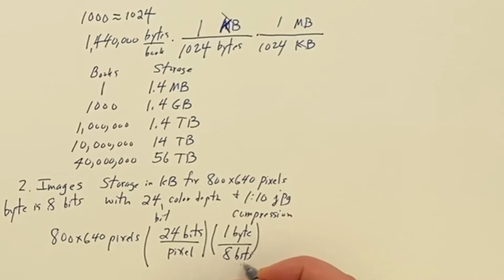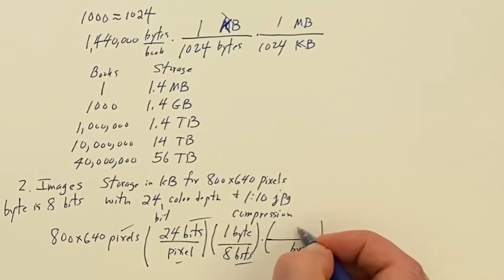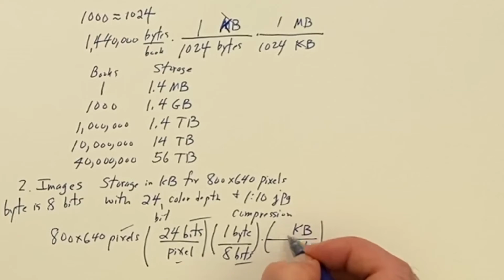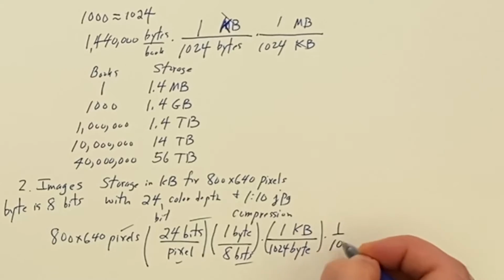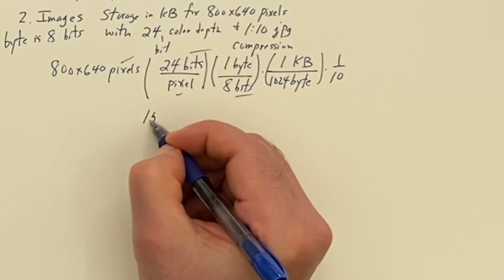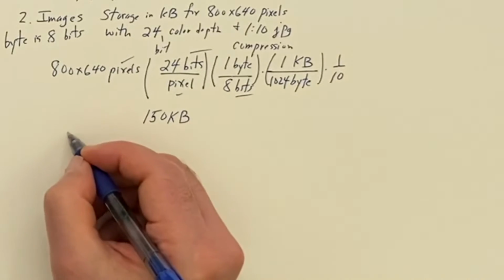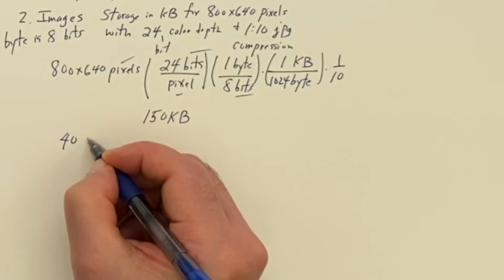Note how I arrange the units to cancel. The pixels are going to cancel. And then if I want to get rid of the bytes to get kilobytes, then 1 kilobyte is going to be 1024 or 1,000. And then I need to have a compression ratio of 1/10 for JPEG. So if you multiply all this out, you get 150 kilobytes. Isn't that nice?